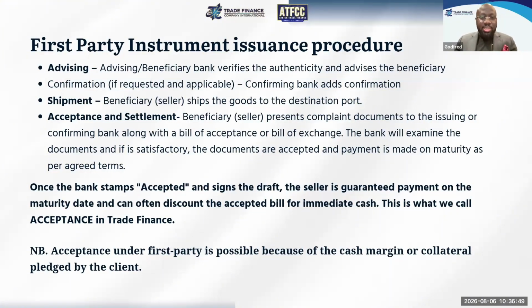Note here, acceptance under first party is possible because of the cash margin or collateral pledged by the client. So the bank is issuing, but they are not taking any risks here because the entire value of the letter of credit is secured either by cash or collateral, and that is what they fall back on to make the payments once documents have been presented. Next slide.